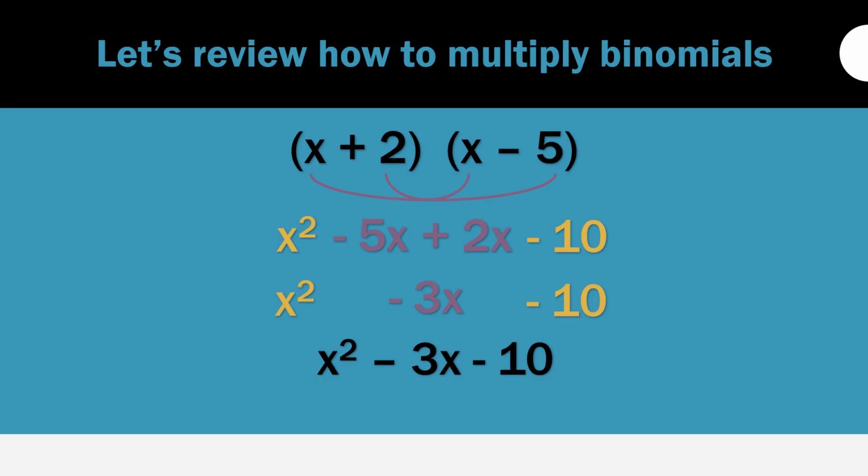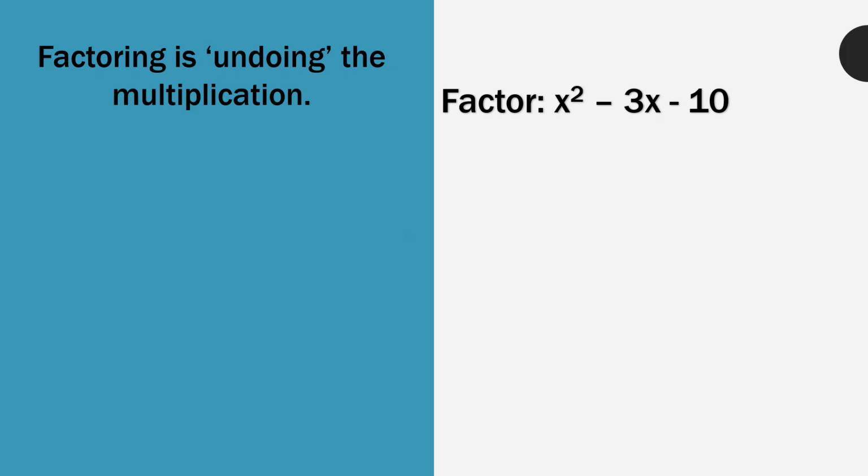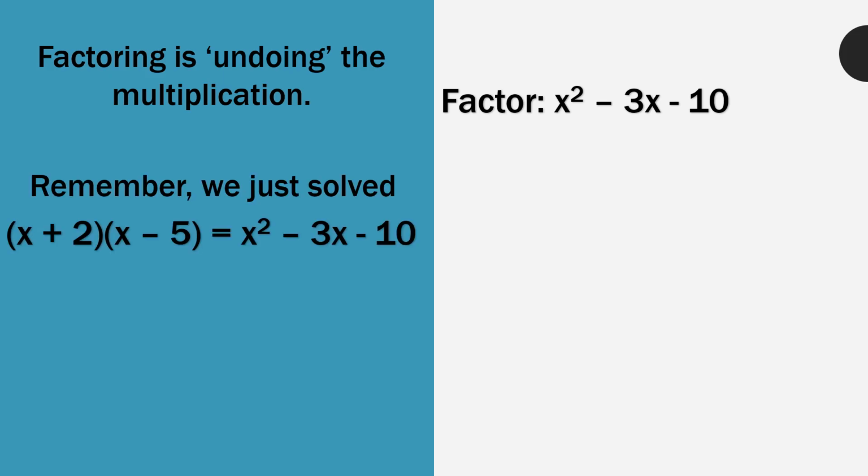Make sure you know how to multiply binomials, because sometimes that's all you have to do on the TSI. You can just multiply all the answer choices until you get the answer to the problem that it started with. Okay? So factoring is just undoing the multiplication. What if I asked you to factor the exact same problem we just multiplied? X squared minus 3x minus 10. We solved this already. So we know what the answer should be. Let's see if we can factor and get it ourselves.